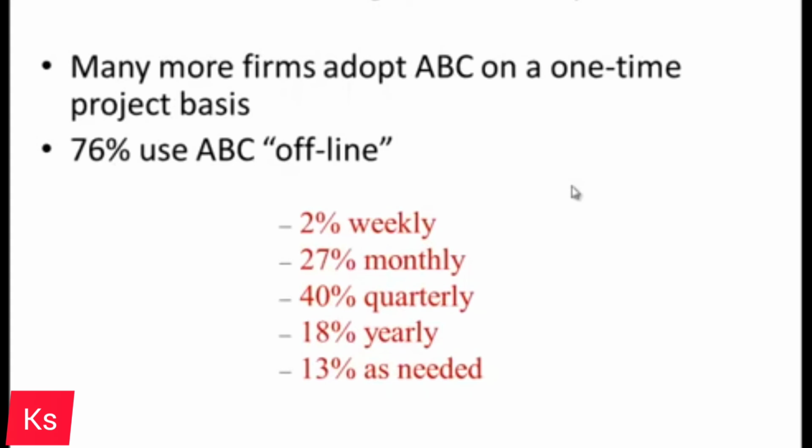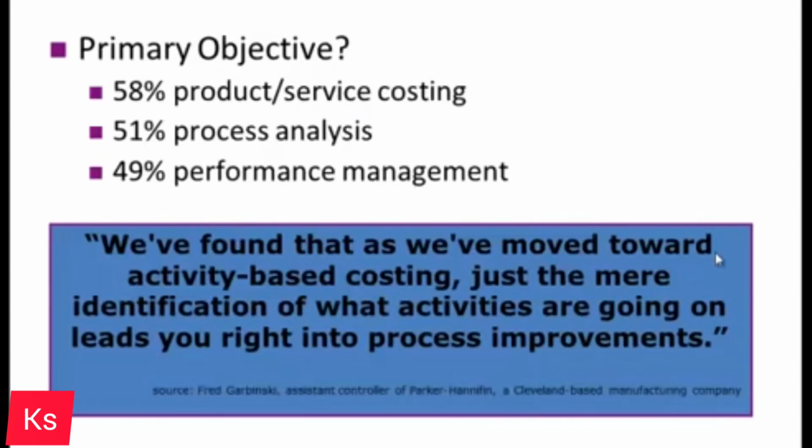So I've given you some statistics here from a survey that says 40% of companies using activity-based costing do so quarterly, 18% yearly, etc. According to surveys, the primary objective of using activity-based costing, most companies report, is for product and service costing. And again, it's not necessarily for reporting cost of goods sold on the income statement or inventory on the balance sheet, but it's product and service costing for purposes of making real management decisions such as pricing. So they need to know what the product cost or the service cost is in order to do pricing.